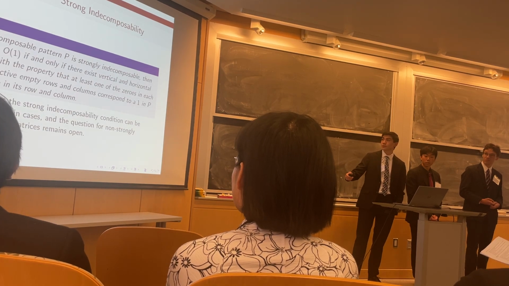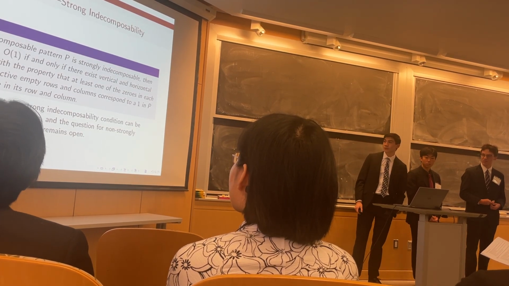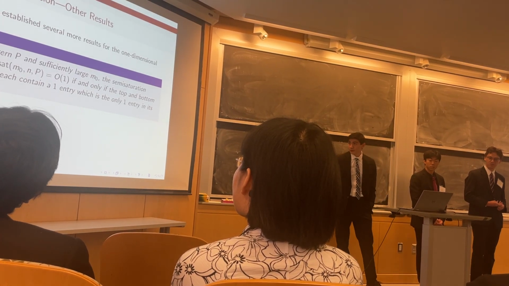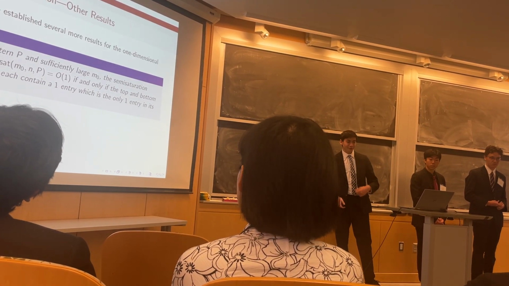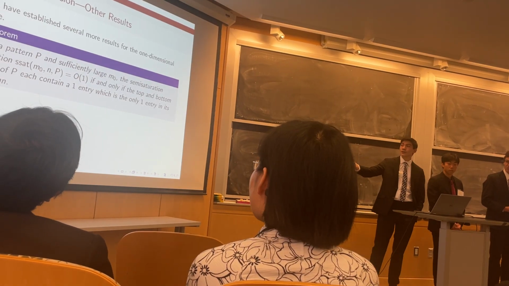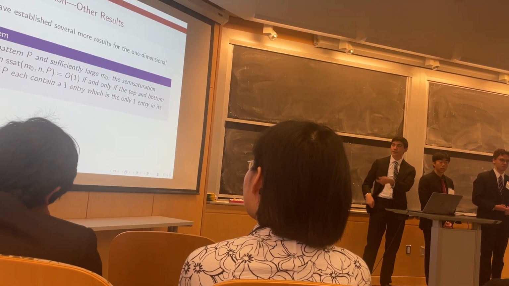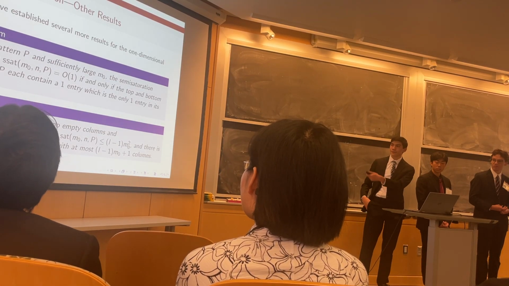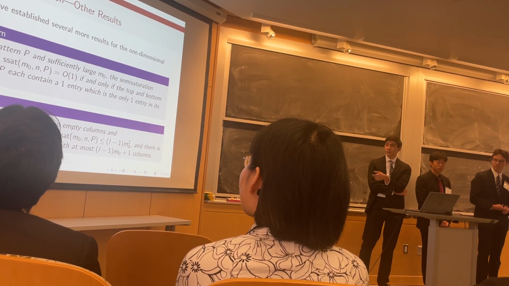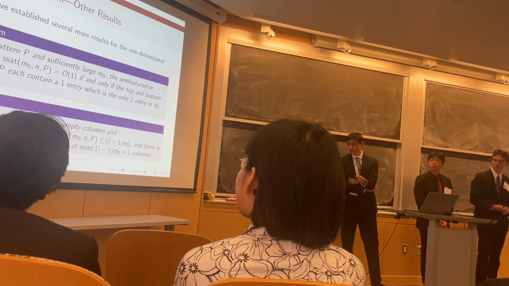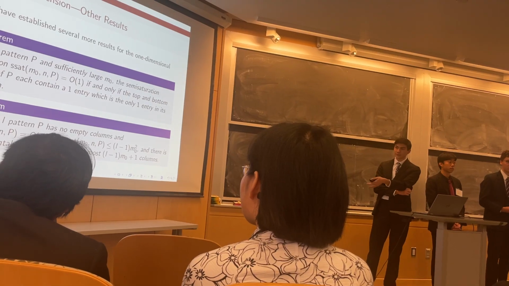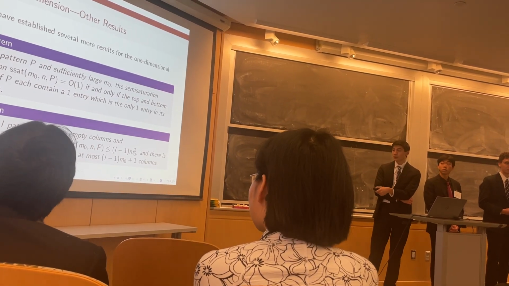We have a few more results on what happens when you fix one dimension. For example, for the semi-saturation function, we were able to classify all matrices according to whether or not their semi-saturation function is bounded. We also have an explicit upper bound for what the saturation function is in this fixing one dimension case when we're given that the saturation function is indeed bounded.